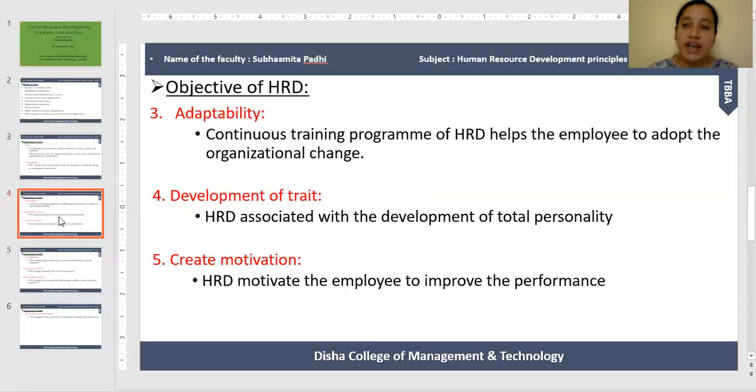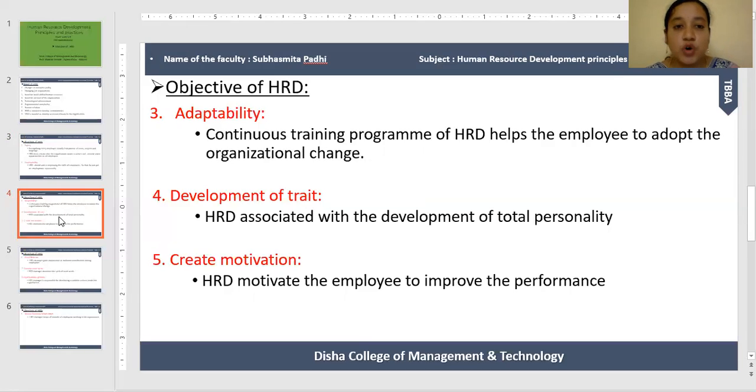So HRD helps the human resource to adopt different cultures and new changes implemented inside the organization. So the main objective of human resource development is adaptability. Adaptability means to adopt different cultures or different changes implemented inside the organization.